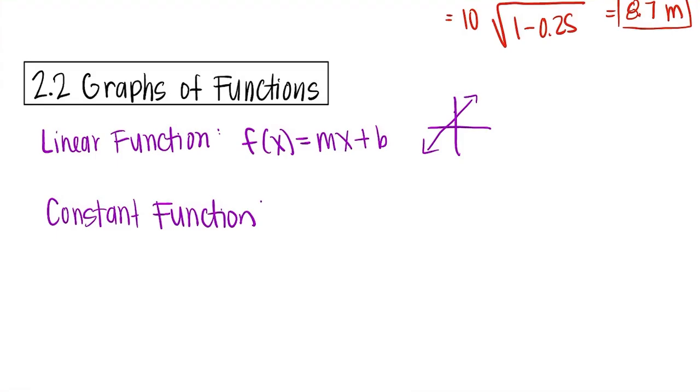So the constant function is just a function where there are no variables. It's just a number. If it's just a number, what would that graph look like? If it's just like y equals 2, y equals 7, y equals -6. So it's just going to be a horizontal line. So linear function is a straight line. Constant function is a horizontal line.